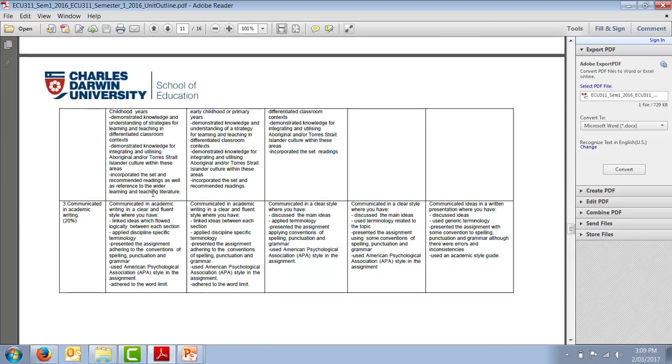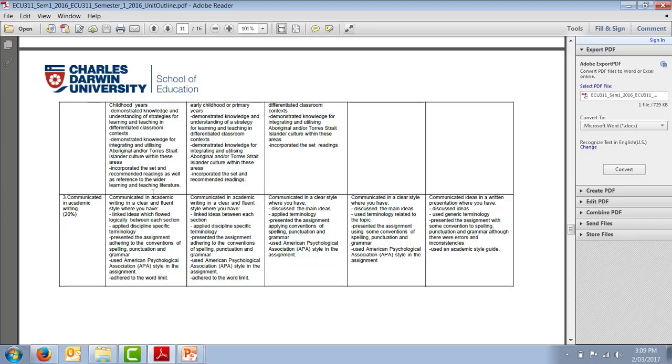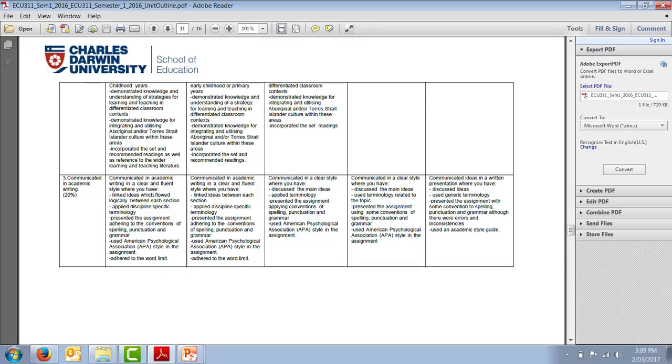And another one down here, demonstrated knowledge and understanding of strategies for learning and teaching in differentiated classroom contexts, demonstrated knowledge for integrating and utilising Aboriginal and Torres Strait Islander culture within these areas, and incorporated the set and recommended readings as well as reference to the wider learning and teaching literature. And make sure you communicate in academic writing for 20%.